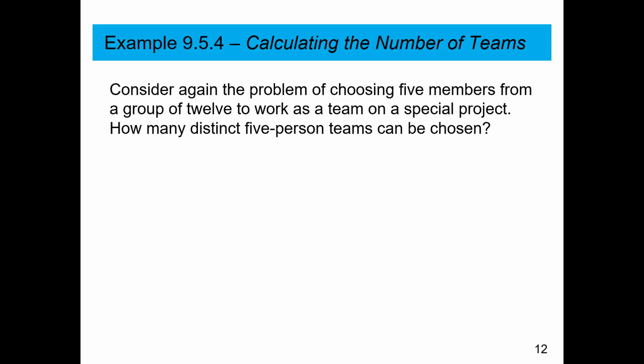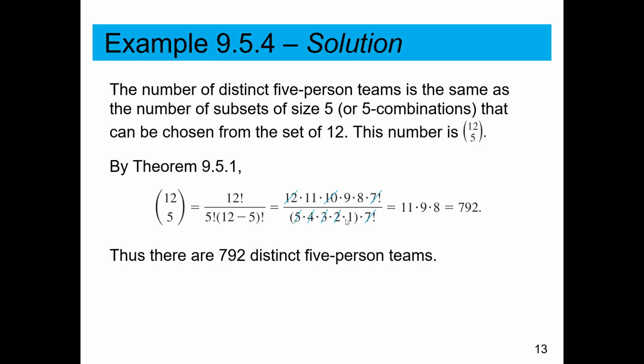Consider the problem of we're choosing 5 members from a group of 12 to work as a team on a project. How many different 5 person teams can be chosen? Well, the answer to this is simply going to be 12 choose 5, which if you go through all the calculations, because this 7 factorial is going to cancel with the 7 factorial. 4 times 3 is 12. 5 times 2 is 10. So that's why those things cancel out. And we get 11 times 8 times 9, which is 792. This is exactly how we can move through this process and look at all the different teams that we have to deal with.